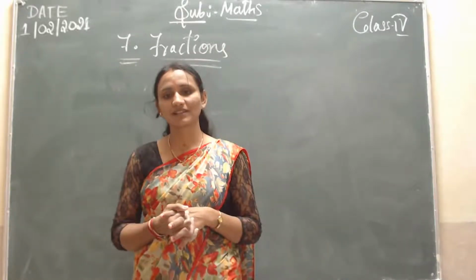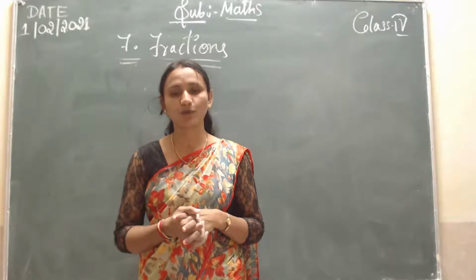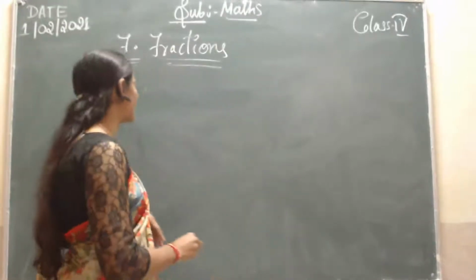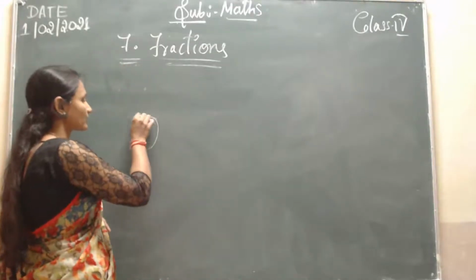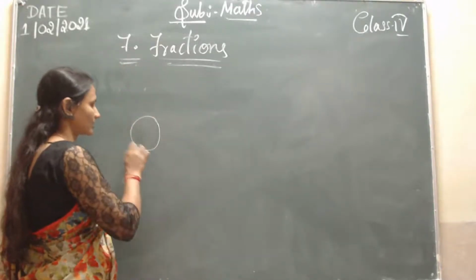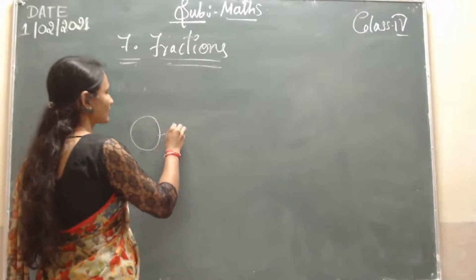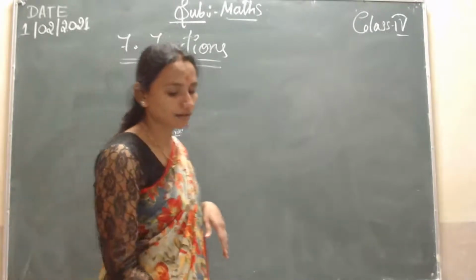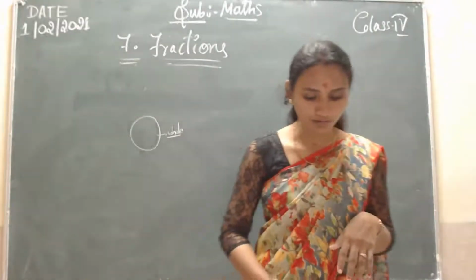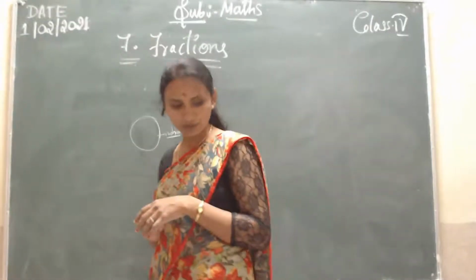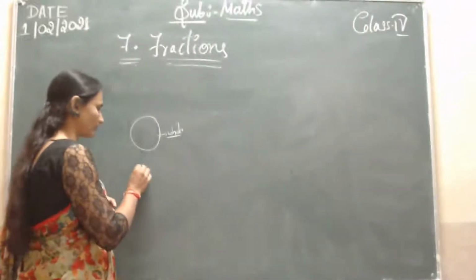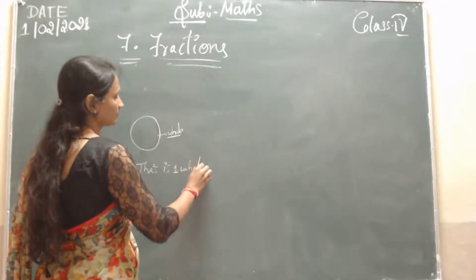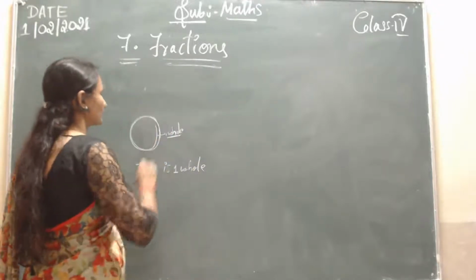Students, in fractions there are two parts. Just recall it. This is the figure, the circle, students. You have to consider this circle as a whole. A whole means the complete part. So this is how many wholes, students? This is one whole.